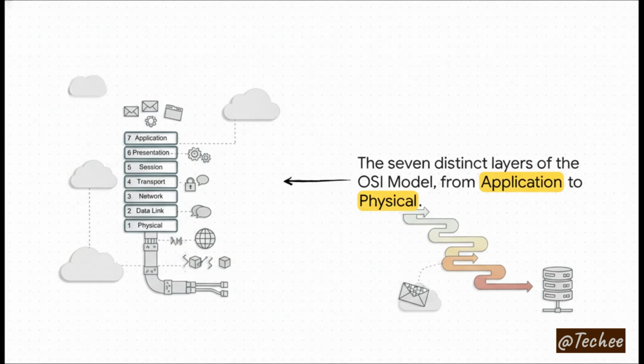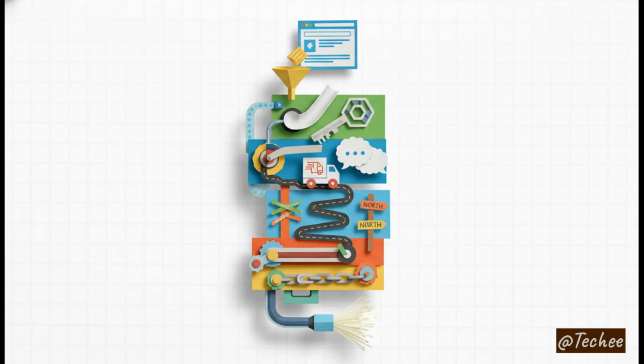It takes this incredibly complex process, like sending a simple email, and breaks it down into 7 separate, manageable layers. As you can see, each one of these layers has a very specific job to do, kind of like an assembly line. So when you send some data, it actually travels down the stack. It all starts at the very top, at the application layer. That's where your browser or email client lives.